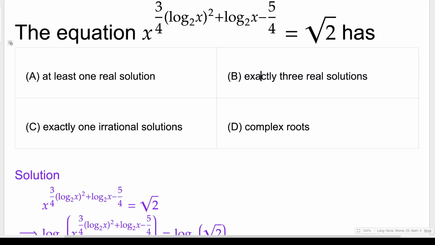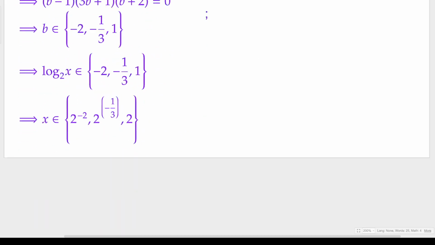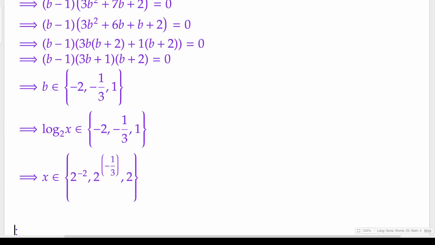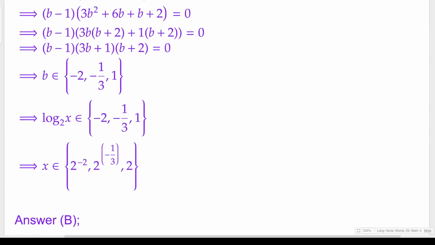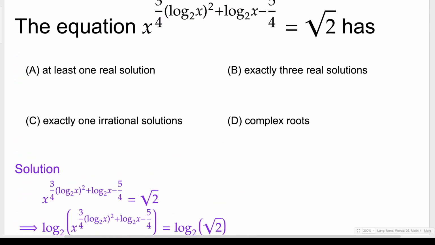Now out of A and B, this B is even more accurate. Exactly one irrational, yes, this is also partially correct, because one of them is irrational, but other real roots are also there, right? And then complex roots, no, we did not get any complex roots. By the way, every real number can be treated as a complex number, so this also can be considered correct. But out of all of this, the most appropriate option is option B. So for this problem statement, option B is the correct answer. So that's the solution.